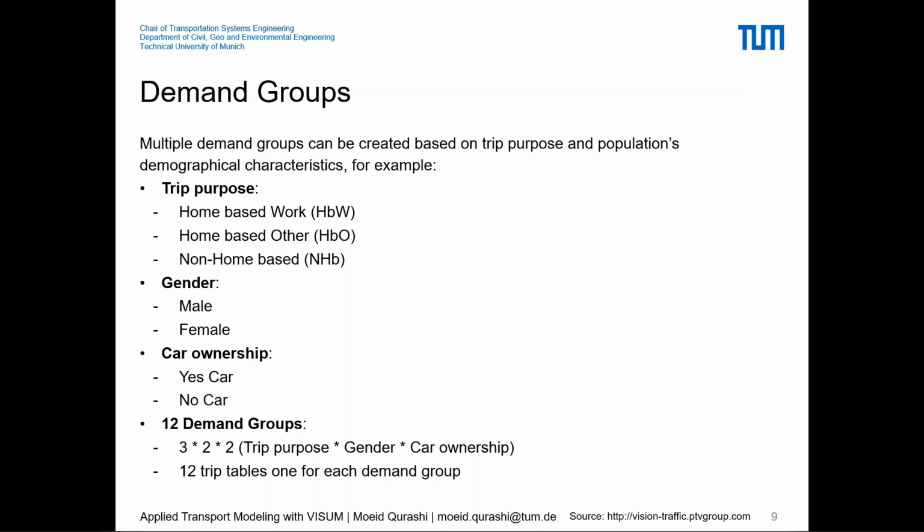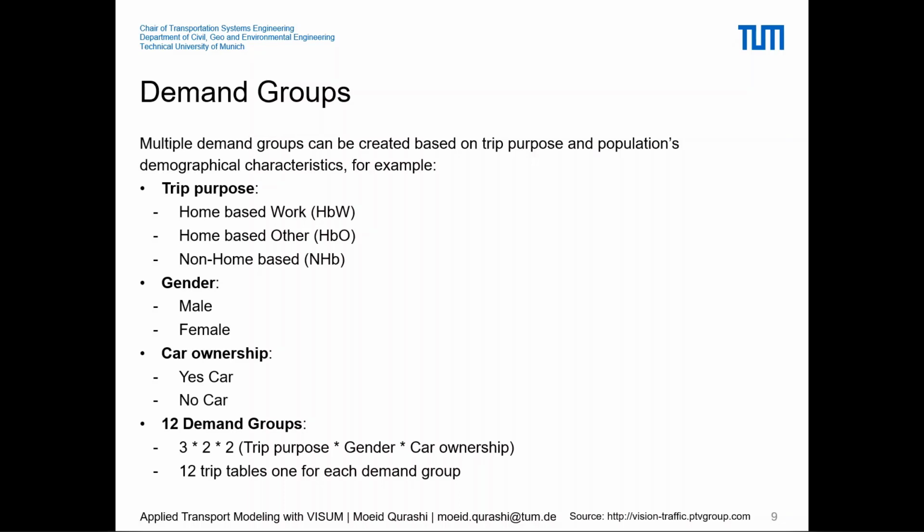And non-home based trips are very hard to further subdivide. Somebody can go from work to shopping, or from school to leisure and so on. So basically this is a very basic type of trip purpose distribution that we use. So home based work, home based other, non-home based. Gender is rather simple, male and female, and then car ownership, yes and no car ownership.